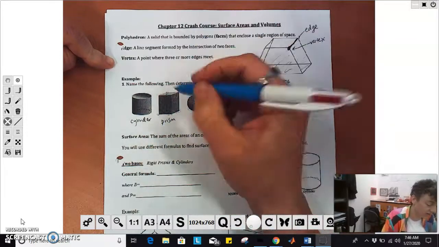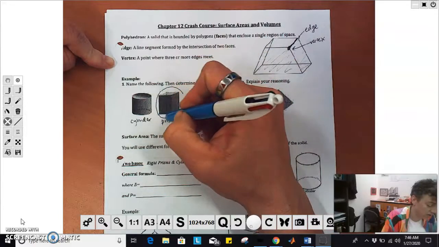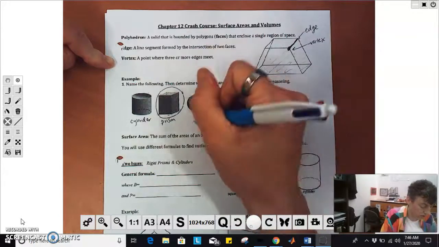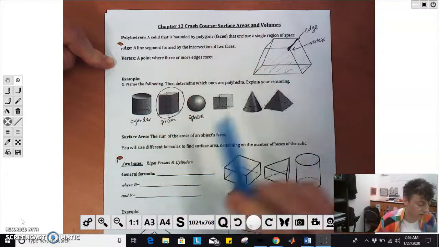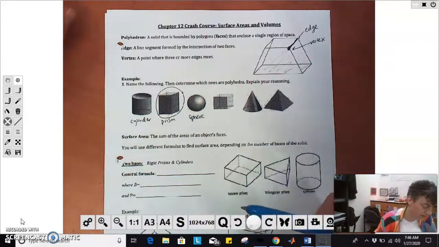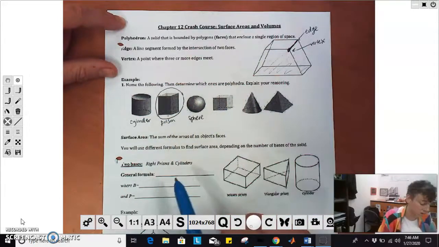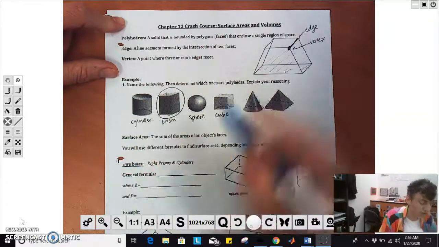This here, this boxy looking thing, that's called a prism. And that is a polyhedron. All of its faces are polygons. This ball dude is a sphere, and for the same reason that the cylinder was not a polyhedron, this one isn't either. No curved spaces allowed. This is a special kind of prism where all the sides are equal. That's a cube. And if a prism was a polyhedron, so was a cube.